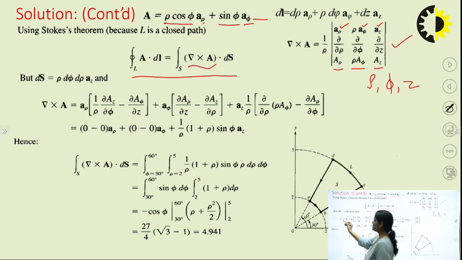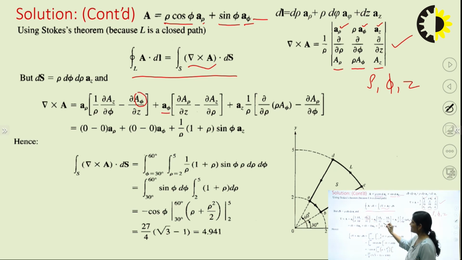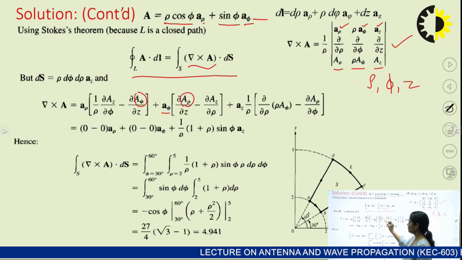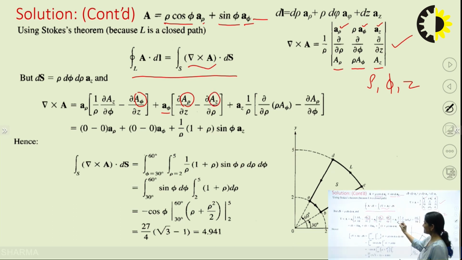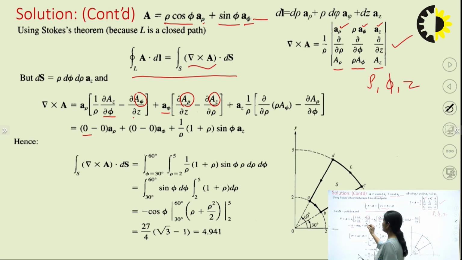Here del cross A is equal to A rho in bracket, 1 upon rho del Az upon del phi minus del upon del z of A phi, plus A phi, del upon del z of A rho minus del upon del rho of Az, plus Az, 1 upon rho, del upon del rho of rho A phi minus del upon del phi of A rho. Now you can calculate it. You differentiate with respect to phi, you will get 0. When you differentiate A phi with respect to z, you will get 0.